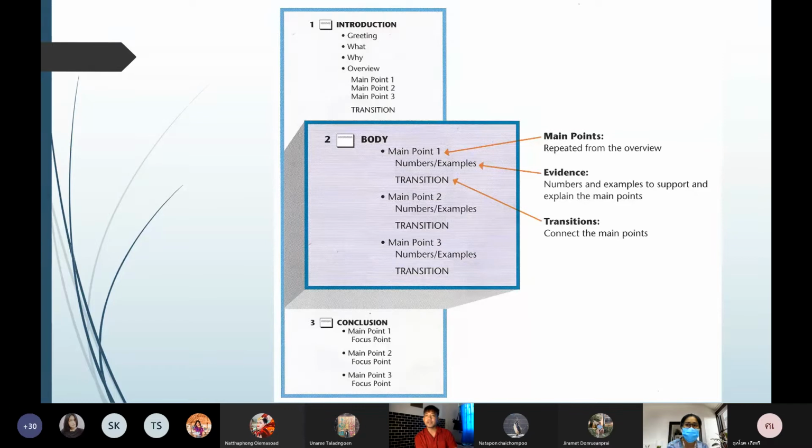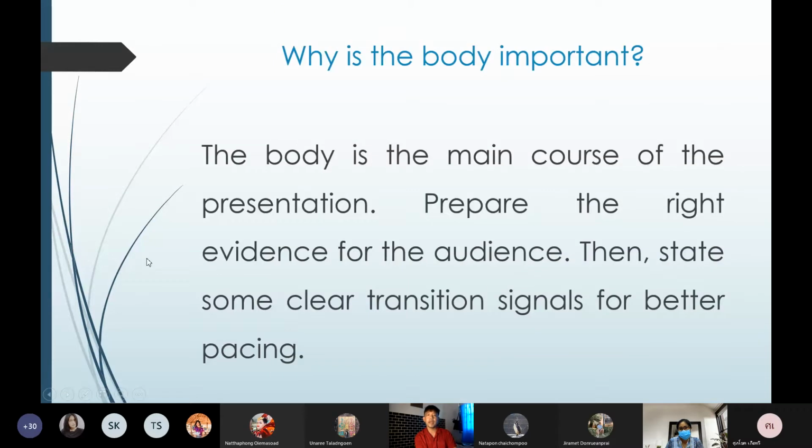Okay, so let's move on to the next slide, please. Why is the body important? So first, before I give you the transition signals and how to speak in the body of your presentation, the body is the main course of the presentation. Like in a meal, you have the main course, the main food. Okay, so the introduction perhaps is the appetizer, or the first part of your meal. But the body is the main course. It is the meat of your presentation.